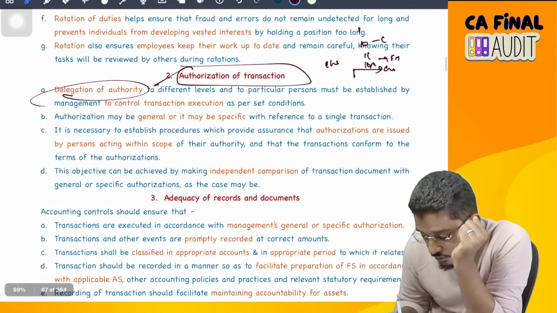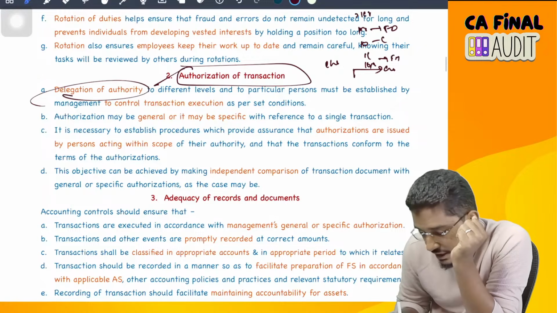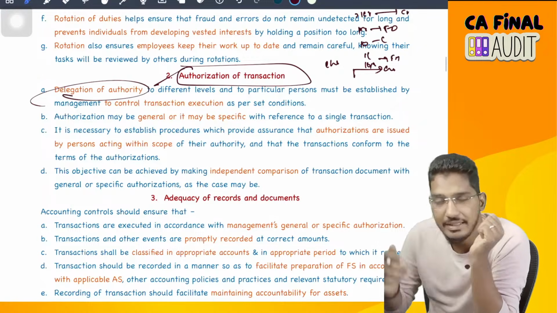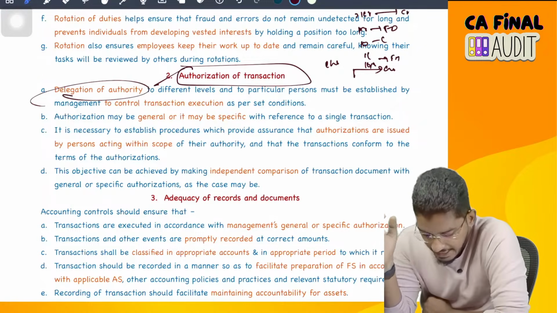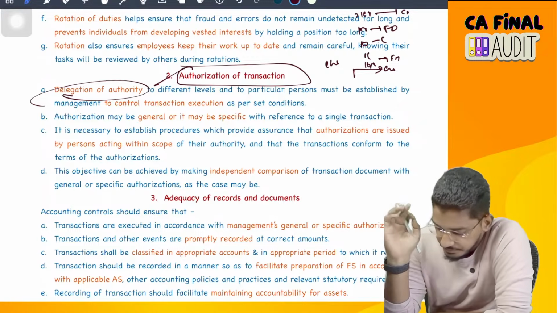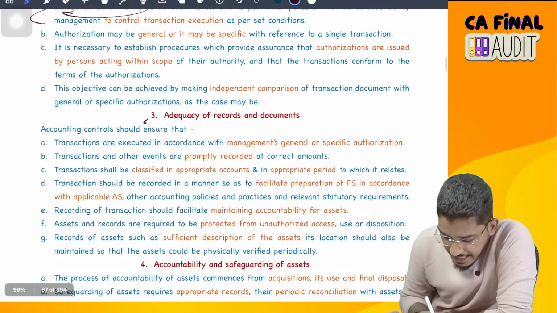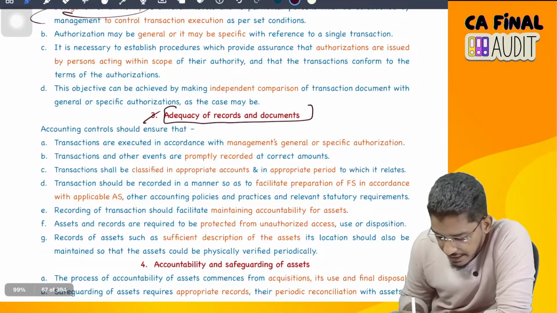Up to 1 CR, a finance director can sign, and more than 1 CR, the CFO should sign. So like that, delegation of authority should be there, and there should be authorization. That is one more policy. And there should be adequate records and documents.